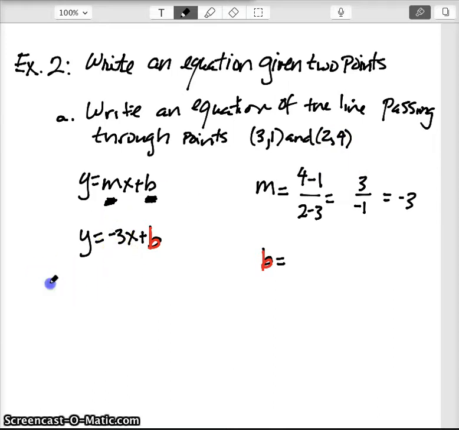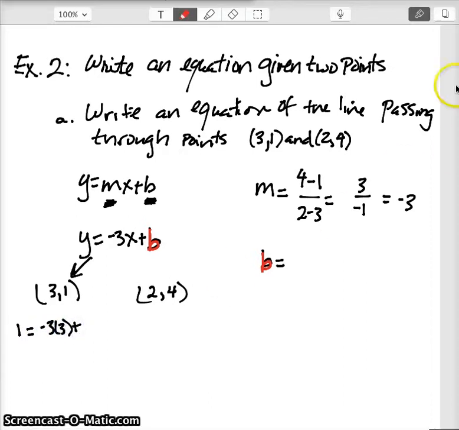So let's first use the point (3, 1) just to see. You do not have to use both points when doing this problem. You can choose whichever point is most convenient. So we're going to try (3, 1) first. I'm going to draw an arrow here, and we're going to use that by plugging in 1 for y, and then we'll plug in 3 for x, and we'll solve for b.